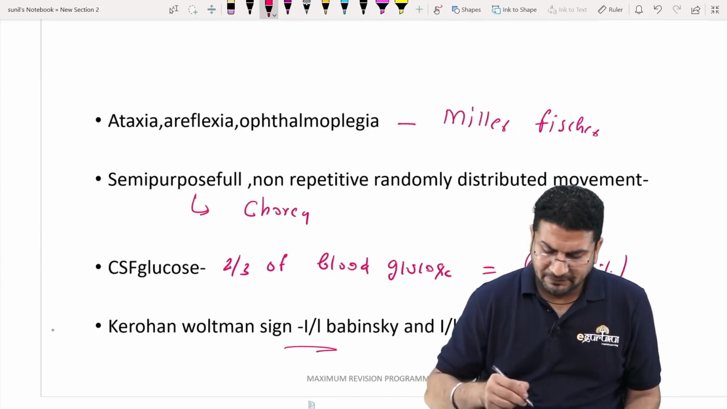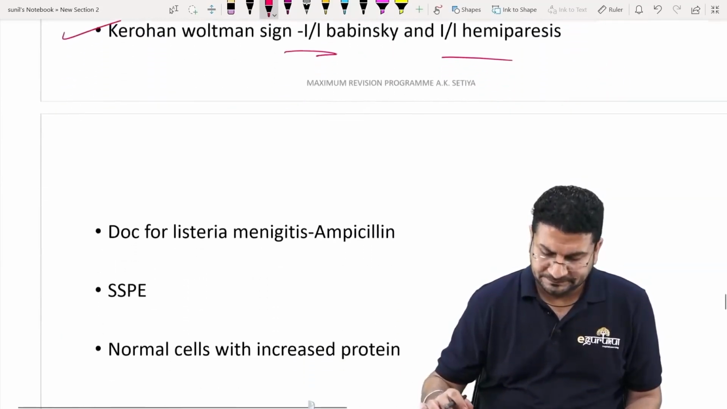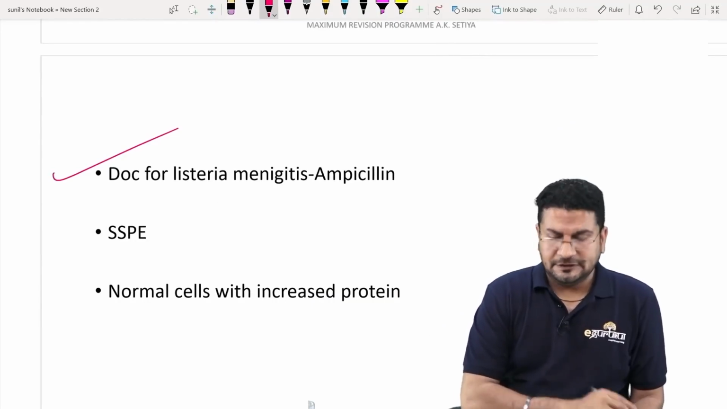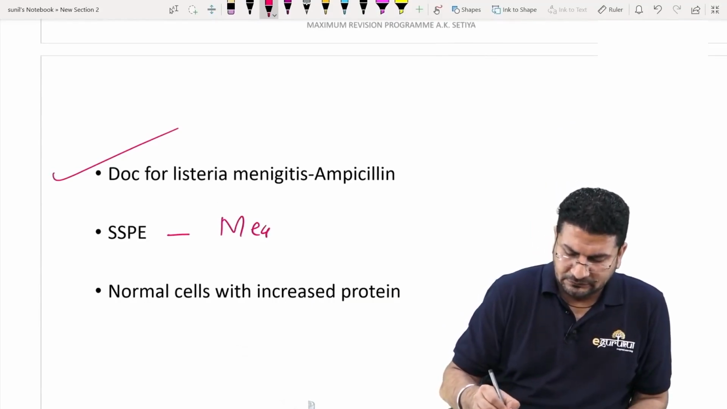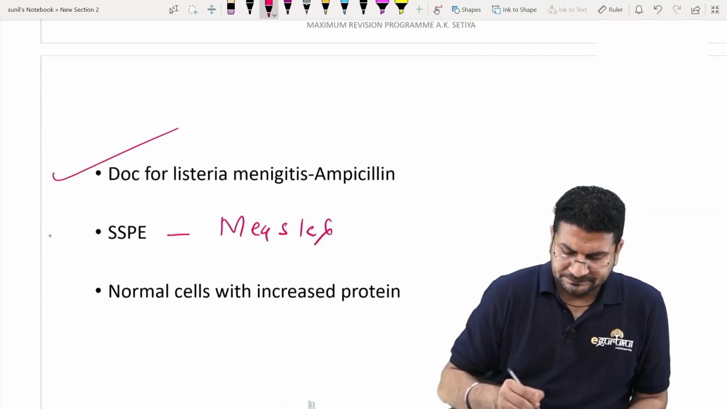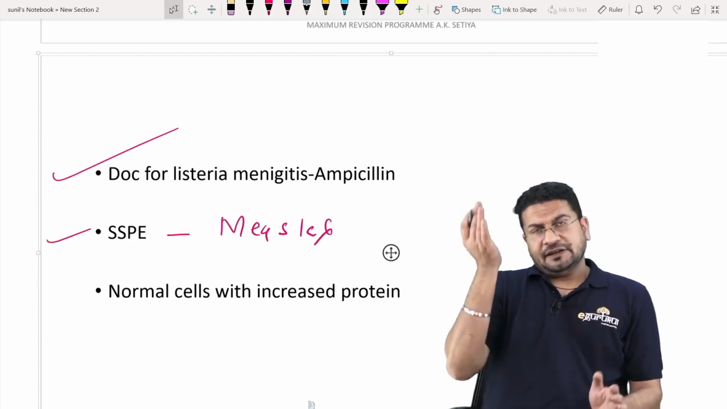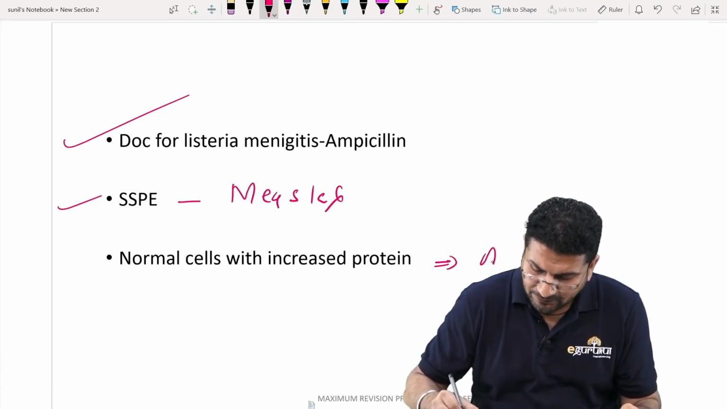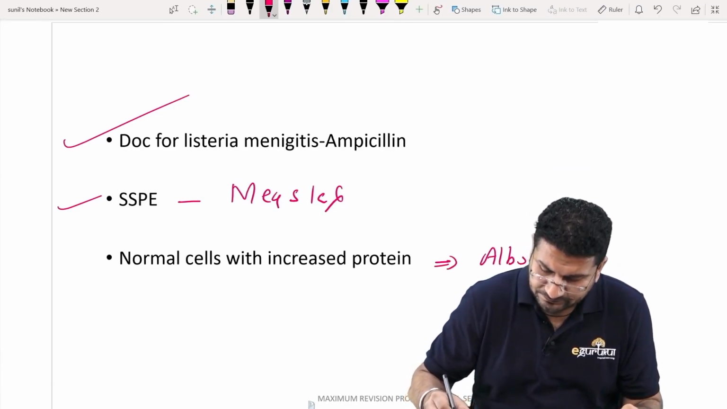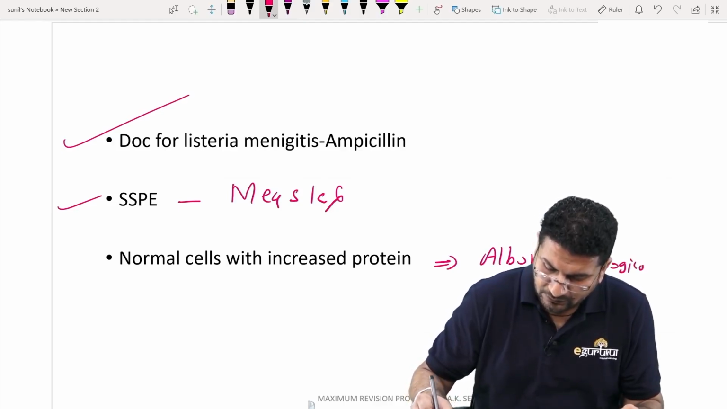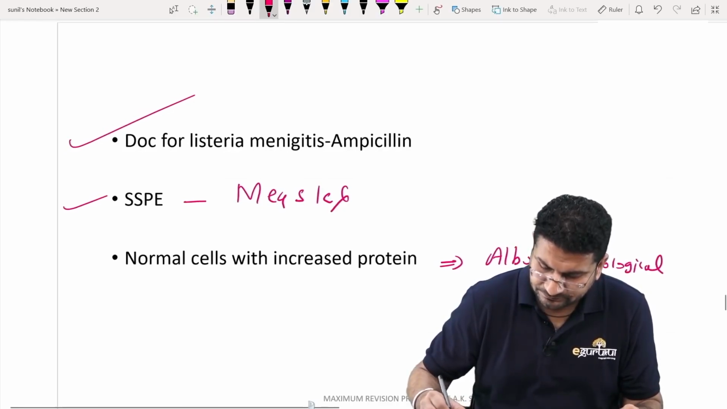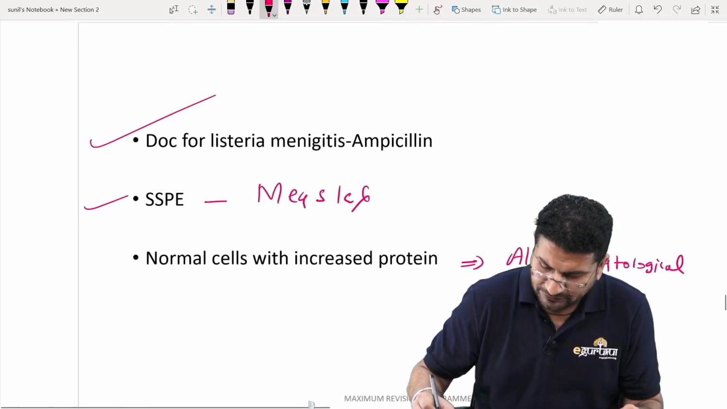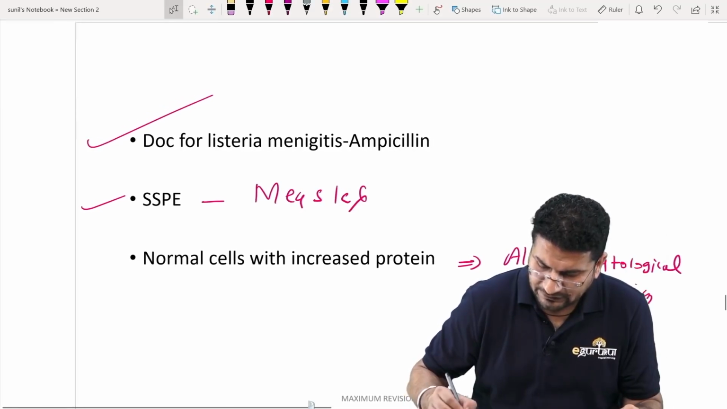Ipsilateral Babinski and ipsilateral hemiplegia, we call this Kernohan-Woltman sign. Drug of choice for listeria, ampicillin. SSPE is a complication of measles. Okay, normally cells are increased, proteins are increased. If you see cells are normal but proteins are increased, we call this albuminocytological dissociation. Albuminocytological dissociation is seen in GBS, Guillain-Barré syndrome.